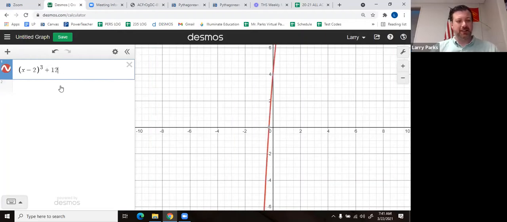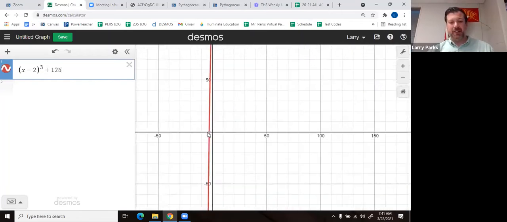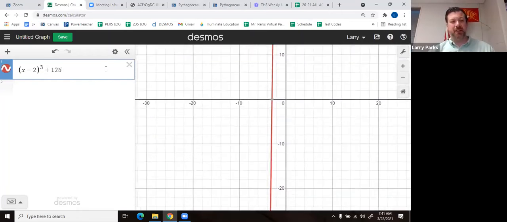Oh, I see what I did. Yeah. We can see the only solution it has is that negative 3, which is what I have. The other 2 must be imaginary. Okay. So this is one way to check your work.